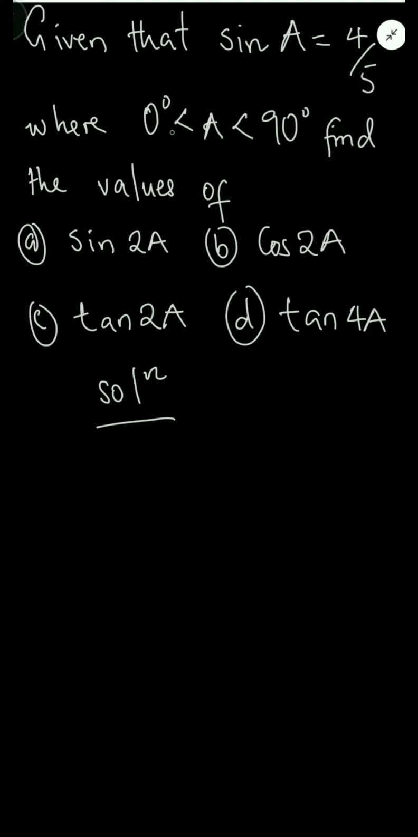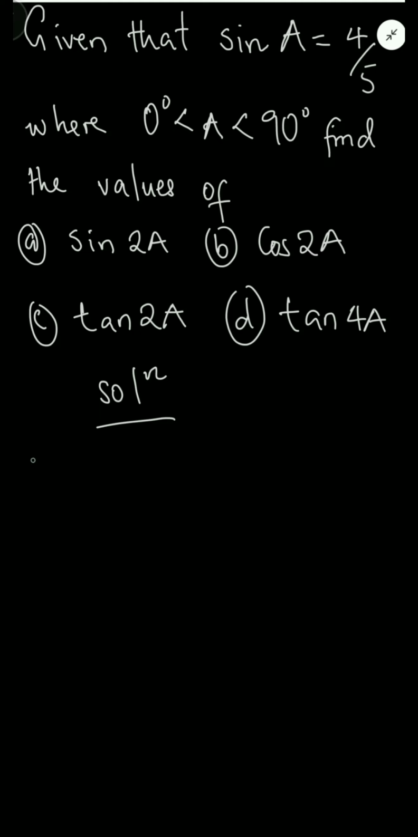We have A, that is sine 2A. Then we have B, that is cos 2A. Then we have C, which is tan 2A. Then D, we have tan 4A. Now let us look at our solutions.